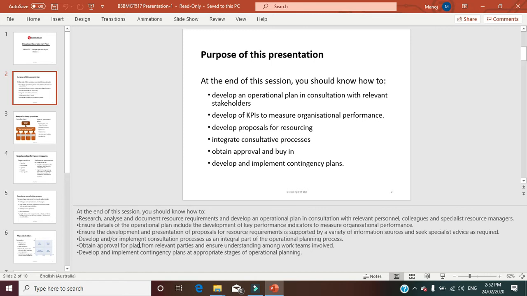Also, develop and/or implement consultation processes as an integral part of the operational planning process. Obtain approval for the plan from relevant parties and ensure understanding among the work teams involved. The last one is to develop and implement contingency plans at appropriate stages of planning and operational planning.